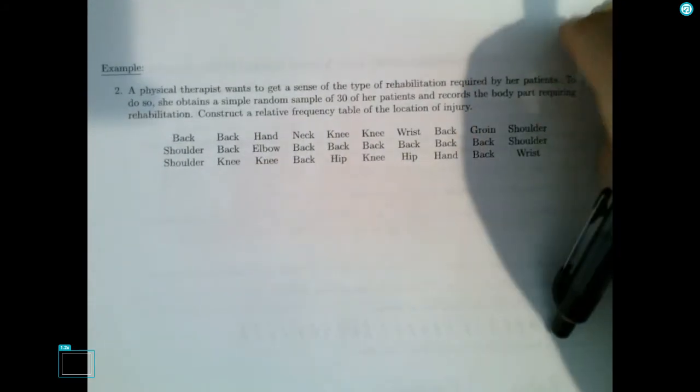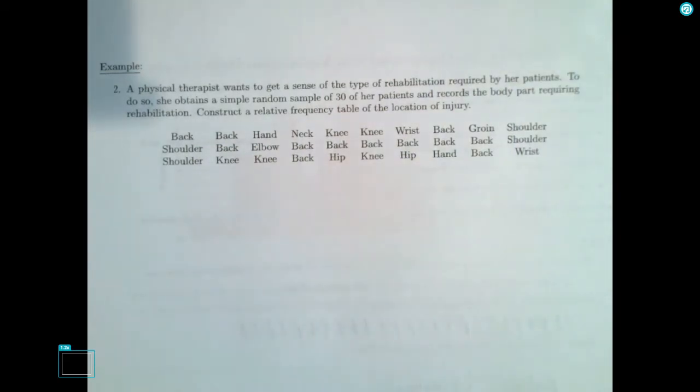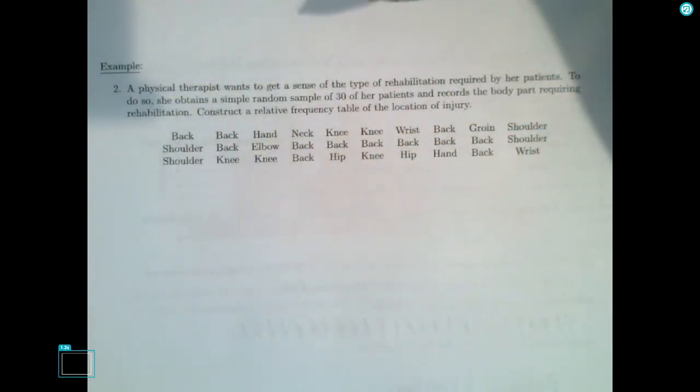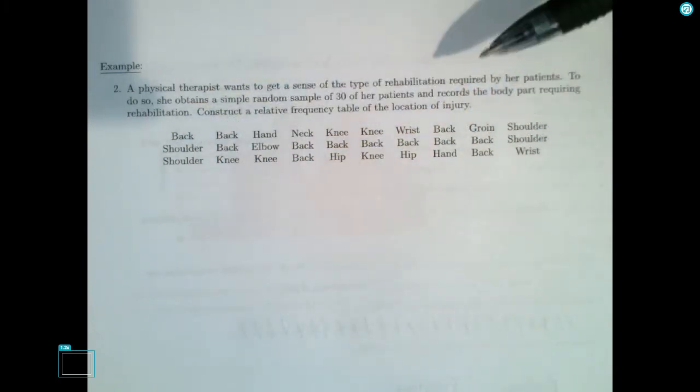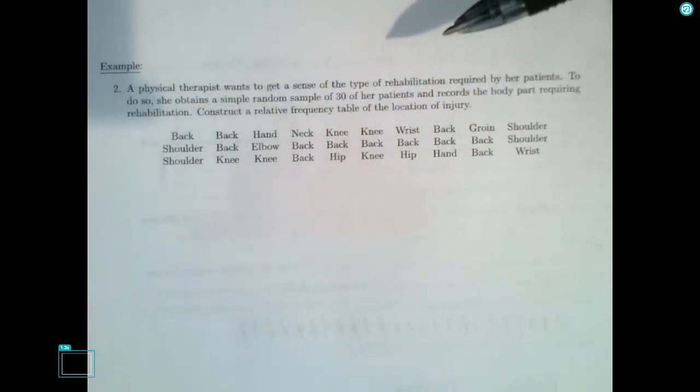This one says, a physical therapist wants to get a sense of the type of rehabilitation required by her patients. To do so, she obtains a simple random sample of 30 of her patients and records the body part requiring rehabilitation. Construct a relative frequency table of the location of injury. So here we have all the locations. Again, this is just raw data. She selected 30 patients and determined where their injury was.